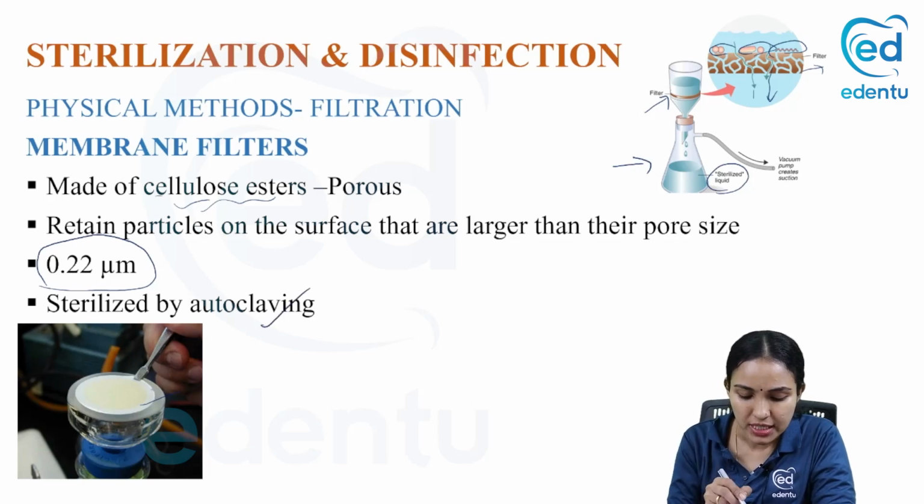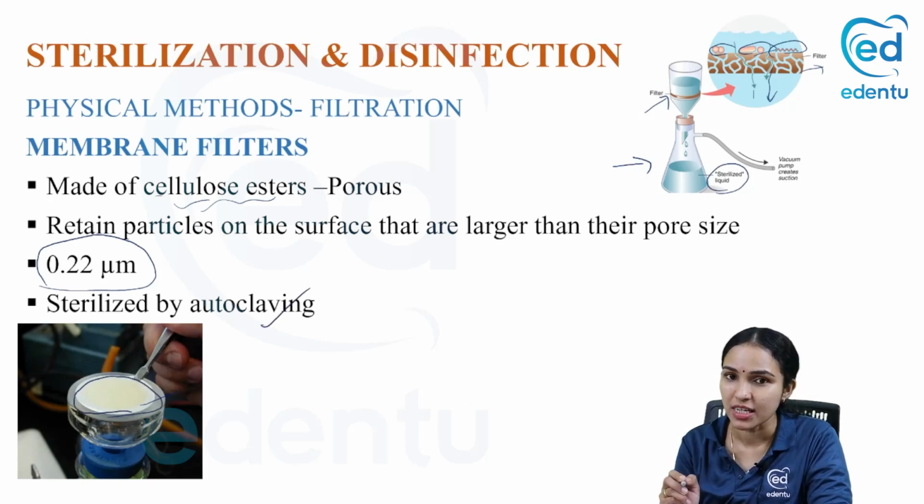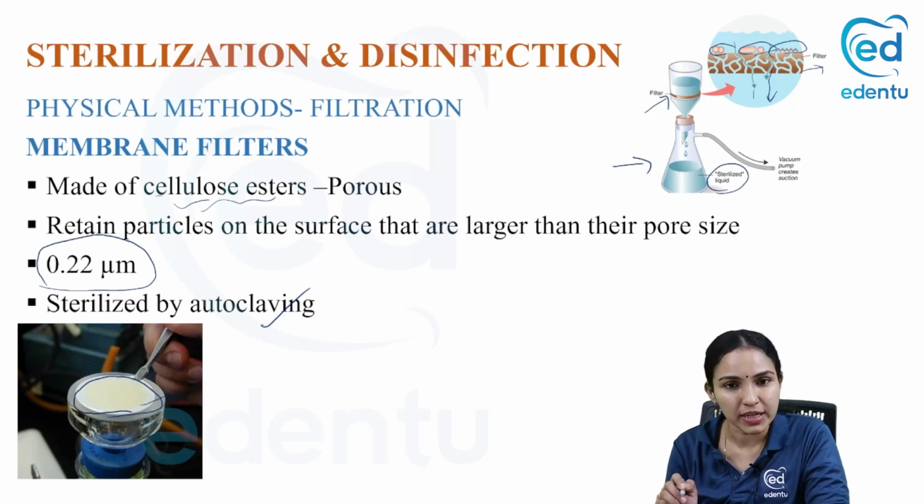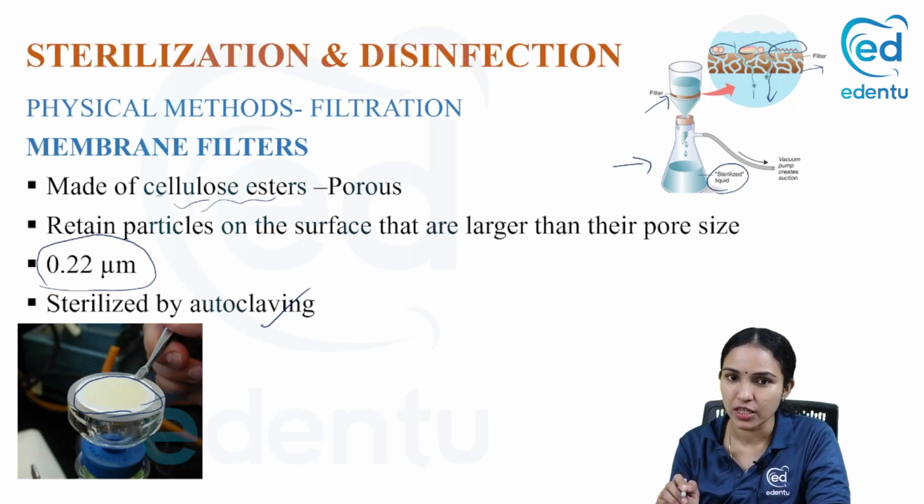And how do you sterilize this membrane? The membrane which we use for filtration should be sterilized, and that is done by autoclaving. So membrane filters are being used. They are very good, better than the depth filters, because what they do is just surface filtration.